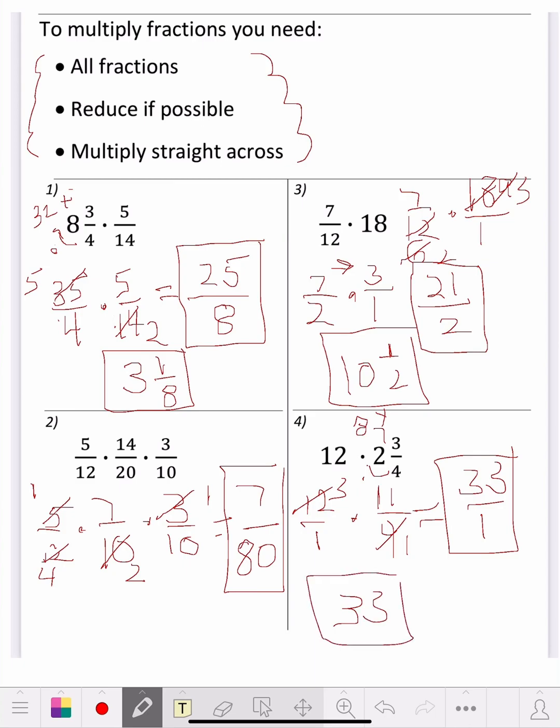That's how you reduce that. And that's basically it, okay? So if that's one of your choices, hey, that's your answer too. They're both equivalent, 33 over 1 or 33. And that's basically it. So really, multiplying fractions isn't really that tough, huh?